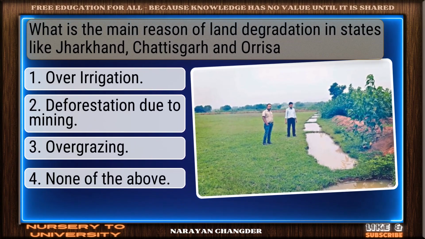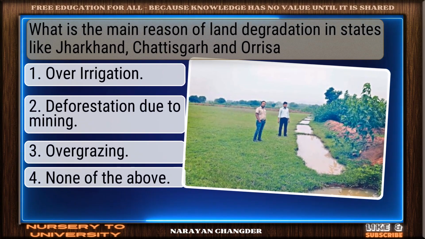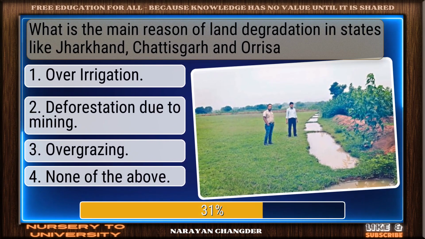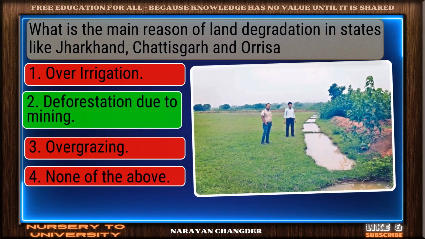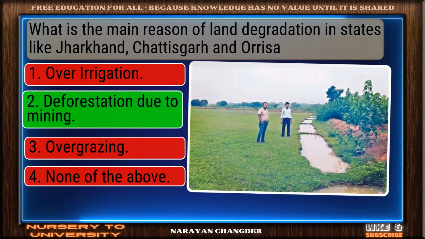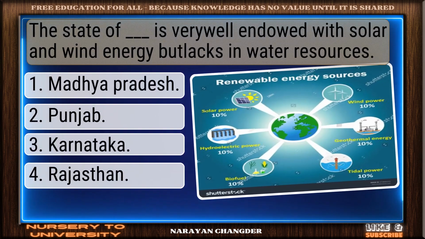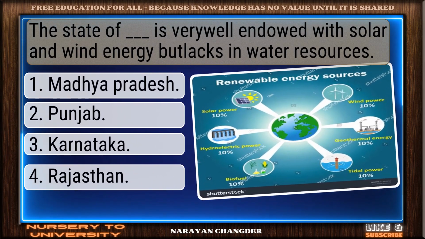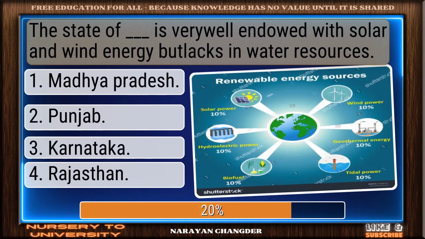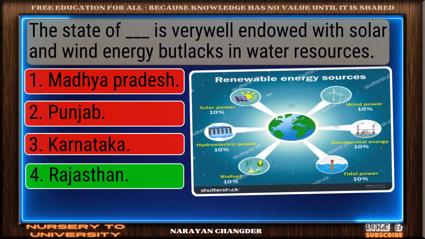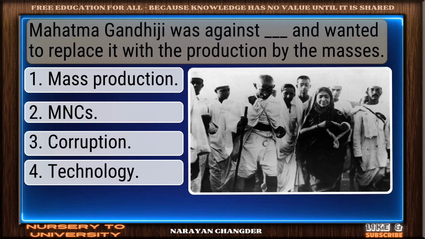What is the main reason of land degradation in states like Jharkhand, Chhattisgarh, and Orissa? Good thinking. Deforestation due to mining is right. The state of dash is very well endowed with solar and wind energy but lacks in water resources. Well reasoned. Rajasthan is correct.